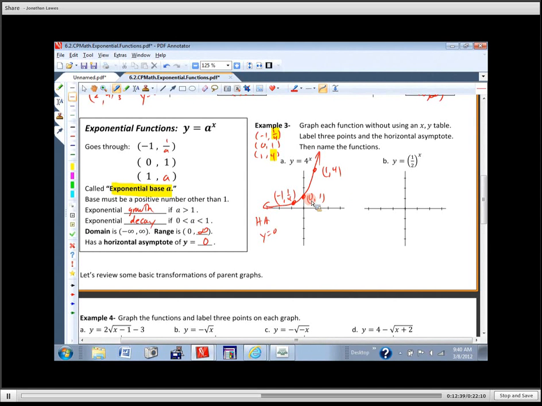Okay. Let's label the points on this one. I'm going to change colors here. We're going to label 3 points on the parent graph here: -1, 0, and 1. That's always a 1. So you can fill in 4 of those 6 pieces of information right away.